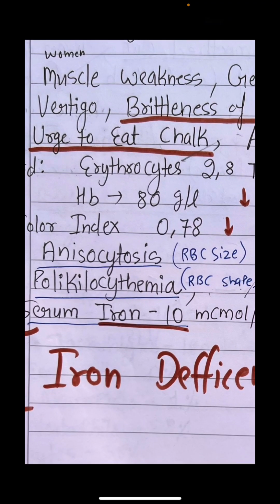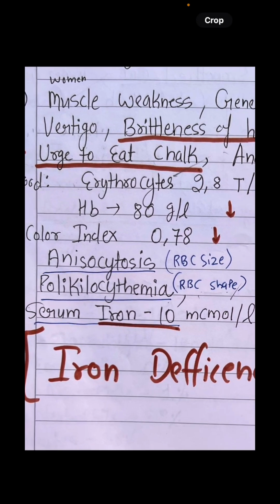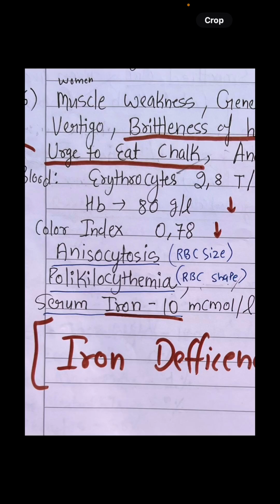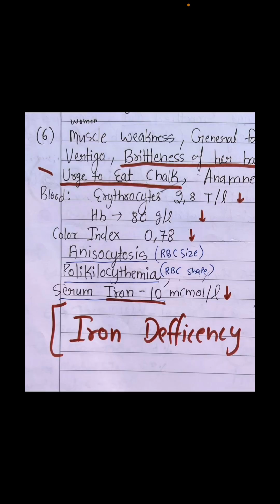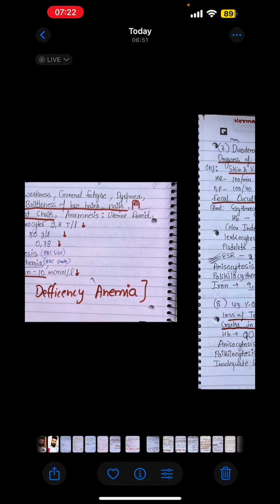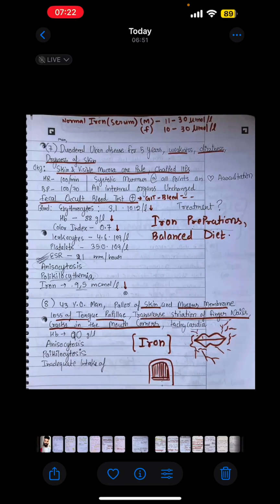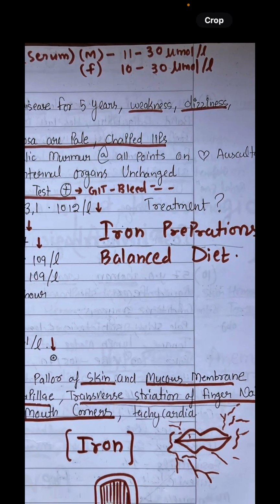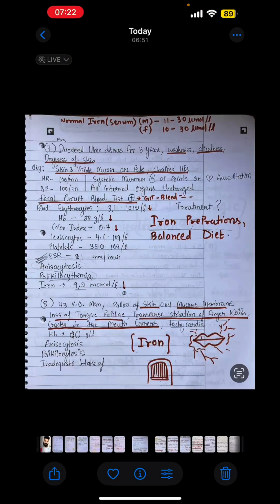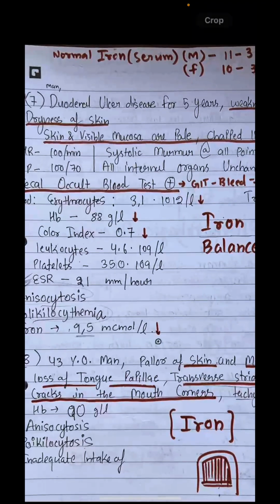Also they say anisocytosis and poikilocytosis. Anisocytosis means RBC size is affected, poikilocytosis means RBC shape is affected. And also get ready to see in the question the serum iron values given differently. Let's see the normal values. In males, iron is 11 to 30 micromoles per liter. In females, 10 to 30 micromoles per liter is okay. Let's see the next case.